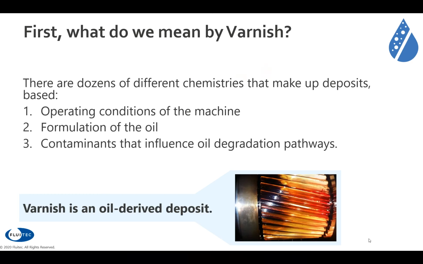It's very important, depending on the operating conditions of the equipment, rotating equipment: continuous base load, 24 hours a day, gas turbine, steam turbine, compressors. Secondly, it's very important, depending on the formulation of the oil, the base oil, the type of additives. And last but not least, very important, which influences the oil degradation pathways, is the type of contaminants. And so, yes, we can say that varnish is an oil-derived deposit.